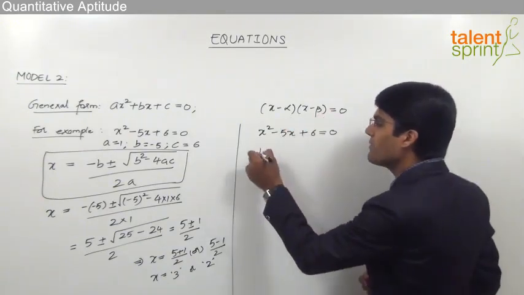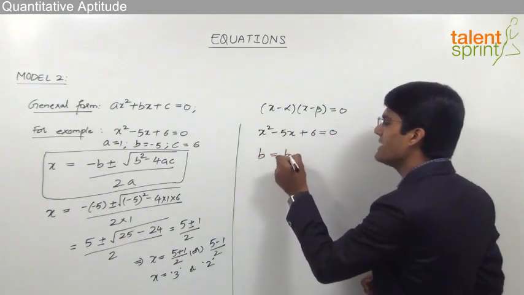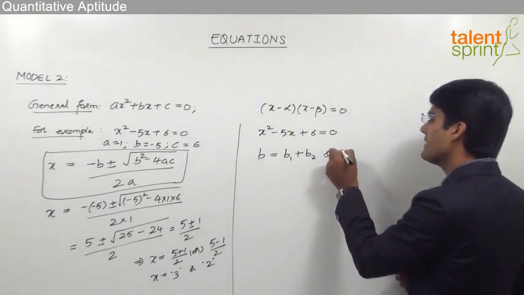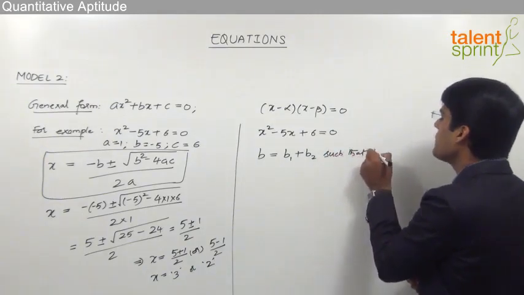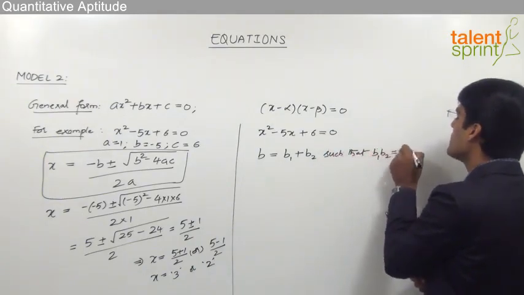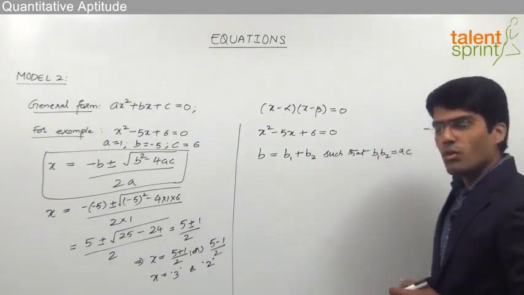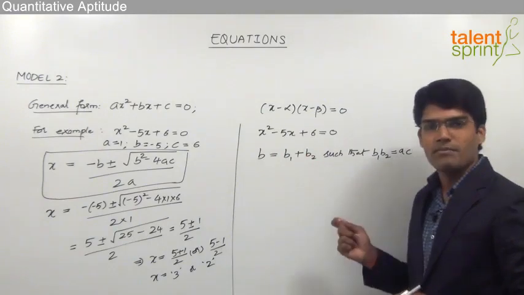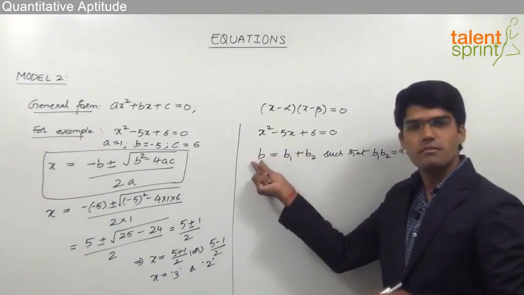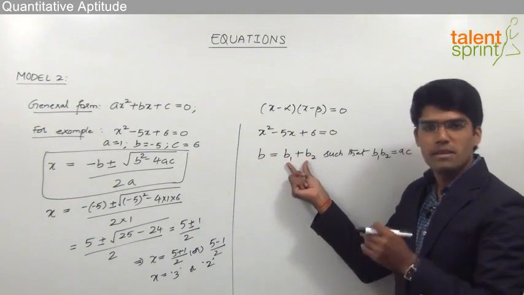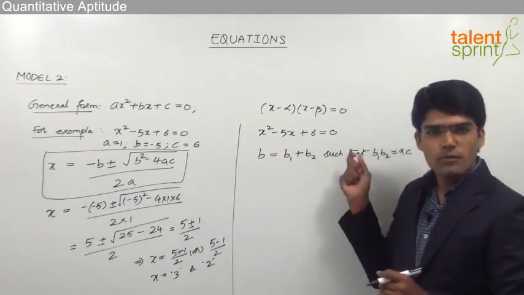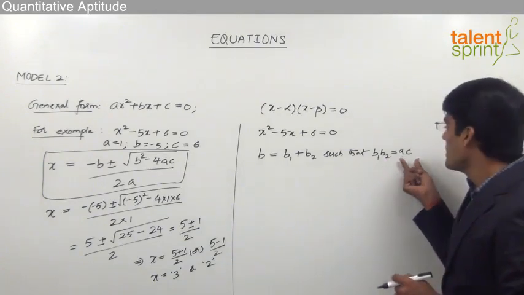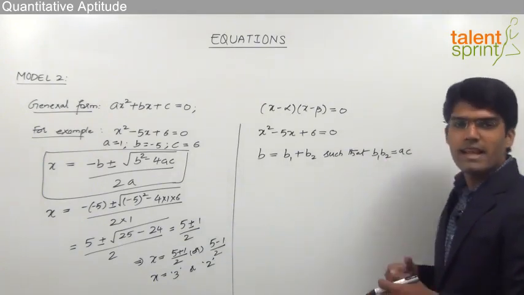To do that, we have to take the constant b and write it in terms of b1 plus b2 in such a way that b1 into b2 should be equal to a into c. So the most important part of factorizing the quadratic equation is this step. That is, we have to take the coefficient b and try to write it as b1 plus b2, that is nothing but the sum of two numbers, in such a way that the product of b1 and b2 should be equal to the product of the coefficients a and c.